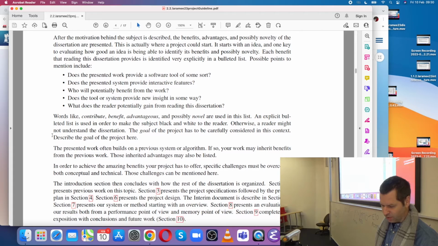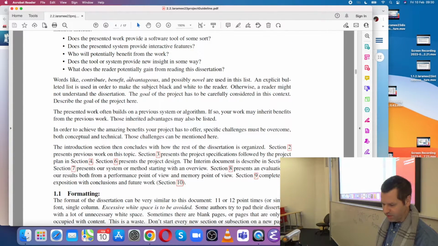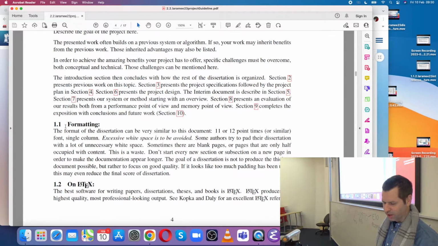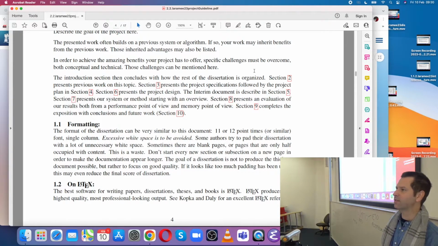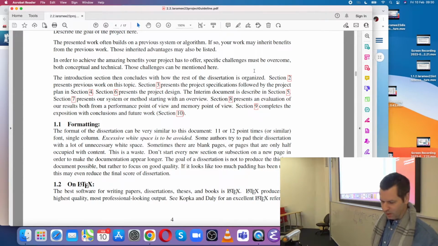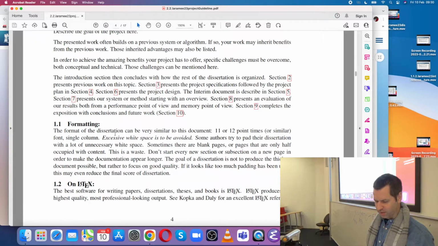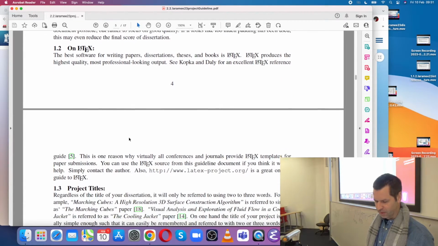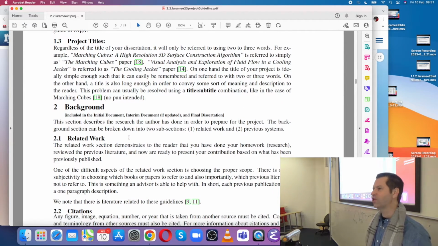And then it goes on, right? Words like contribute, benefit, advantageously, and possibly novel are used in this list, right? You can actually use a list. And then the introduction section concludes with how the rest of the dissertation is organized, right? Section 1 is this, section 2 is this, section 3 is that. There's some guidance on formatting. There's some guidance on LaTeX. There's even guidance on choosing a project title, how to choose a good project title.